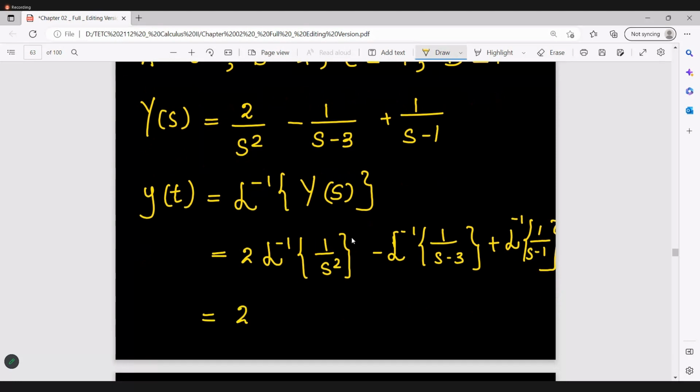What is the inverse of 1 over s squared? It's t. And if we have 1 over s minus a, then it is e to the power at. Here we have 1 over s minus 3, so what should be the answer? E to the power 3t. Then plus here, 1 over s minus a gives e to the power at, and here we have 1 over s minus 1. So what should be the answer? E to the power t. So to complete this answer, we need to write that t should be greater than or equal to 0 as well. Okay.